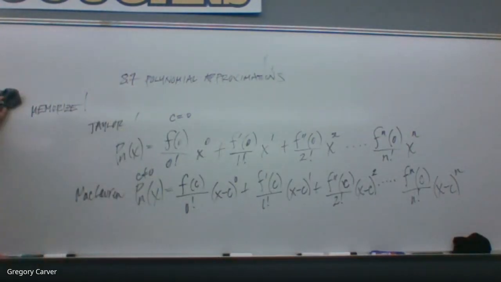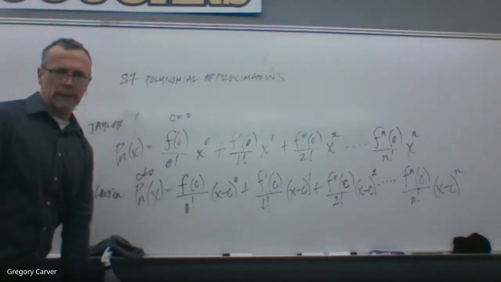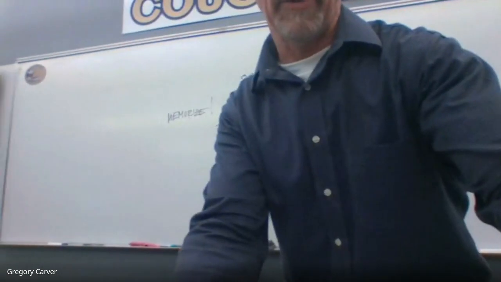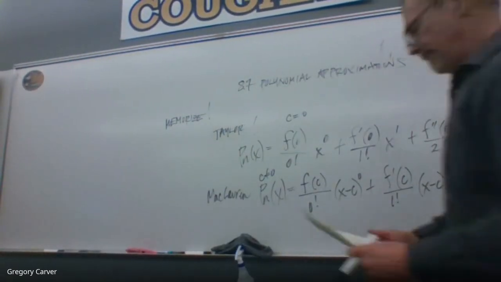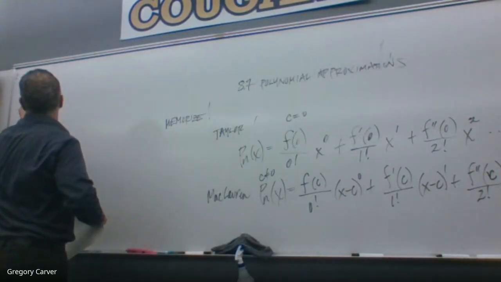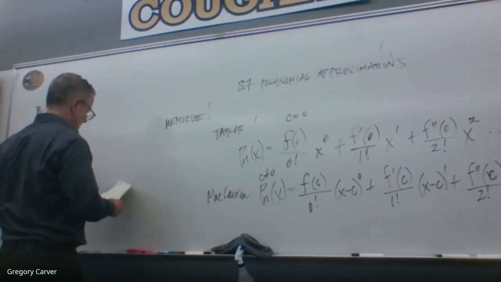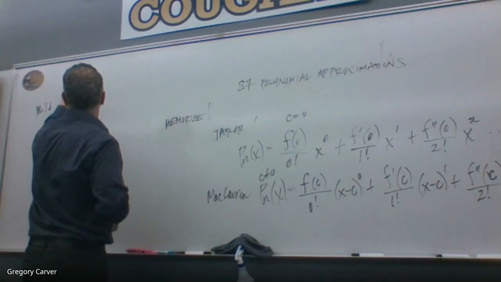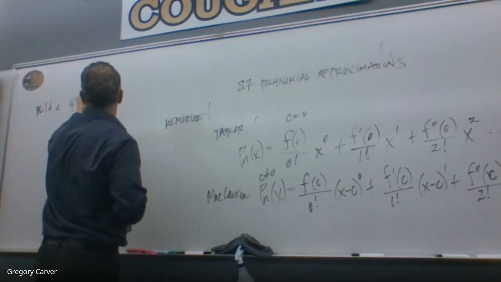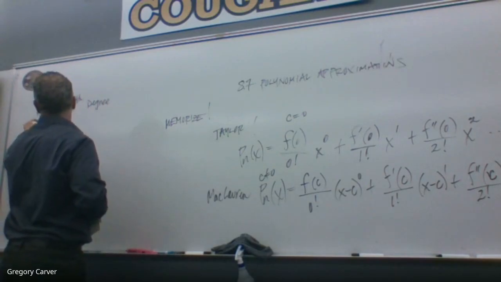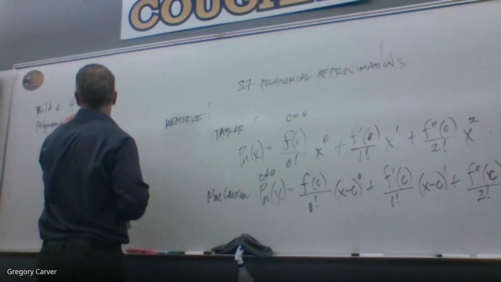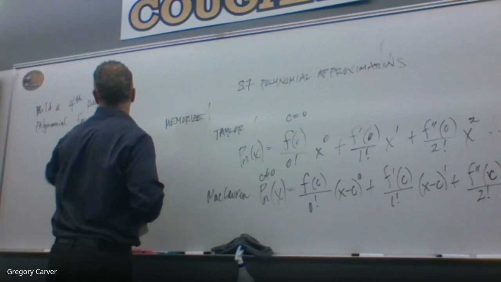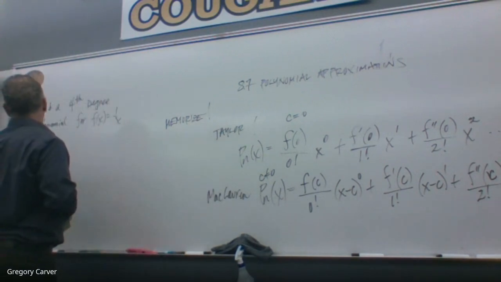All right, so let's go ahead and build one. You guys got that in your notes? All right. So maybe I'll just leave that up there. I think I got enough room over here. So how about this? Let's build a fourth degree polynomial for f of x is equal to 1 over x centered at 1.